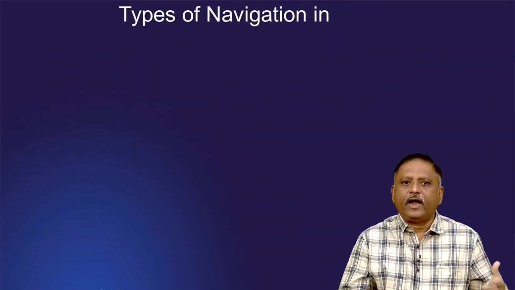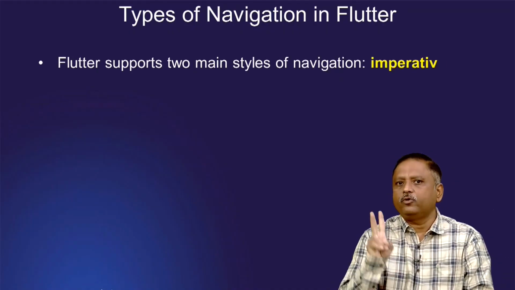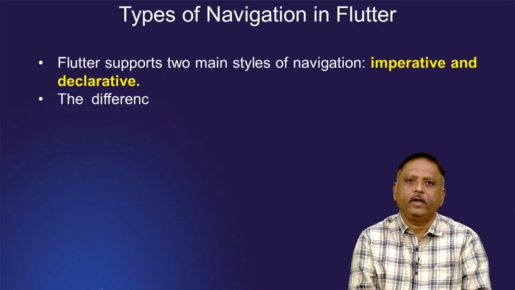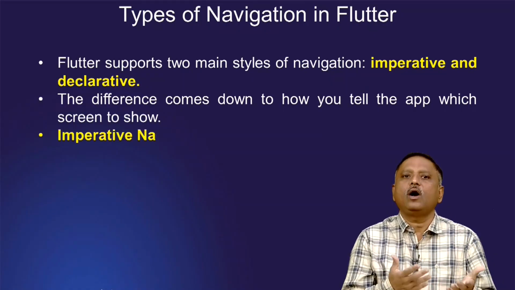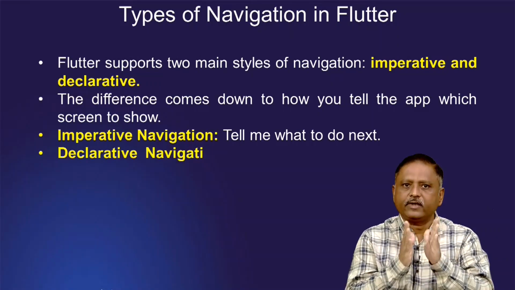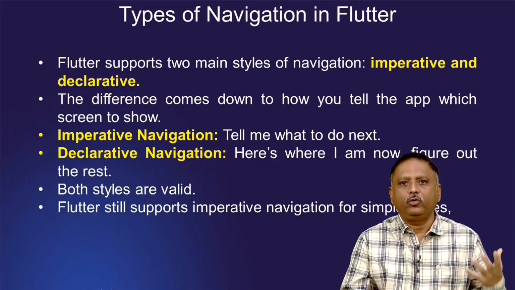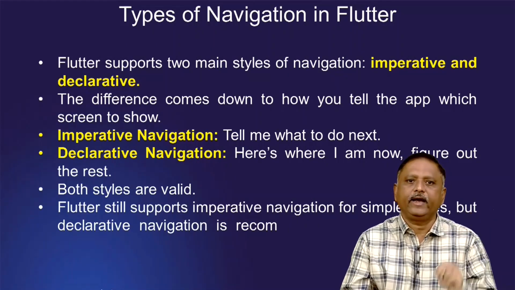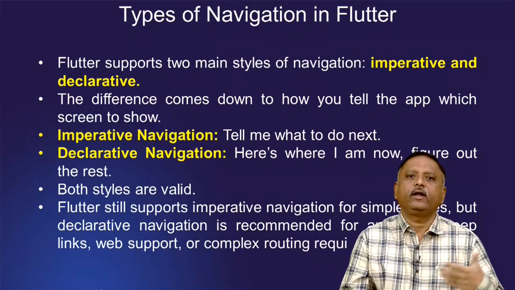Now let us try to understand types of navigation in Flutter. Flutter supports two main styles of navigation, imperative and declarative. The difference comes down to how you instruct the app to display a specific screen. First is imperative navigation, which says tell me what to do next. Second is declarative navigation. Here is where I am now, and figure out the rest.